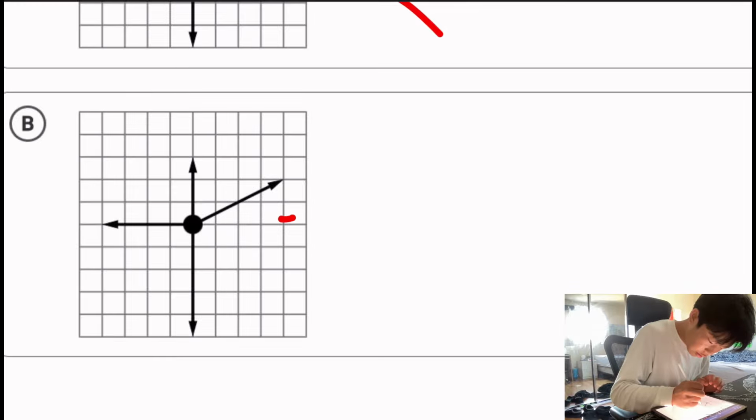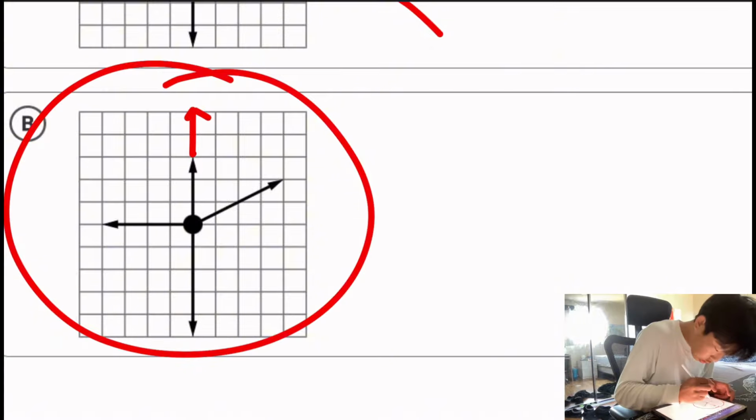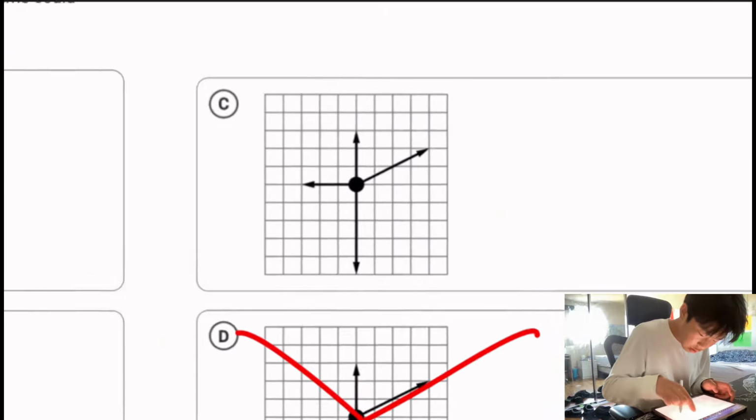Same over here. We have a vertical force here. Is this right? It is indeed right, because the horizontal forces also cancel out. 1, 2, 3, 4. 1, 2, 3, 4. They're the same. And then how is this one wrong?